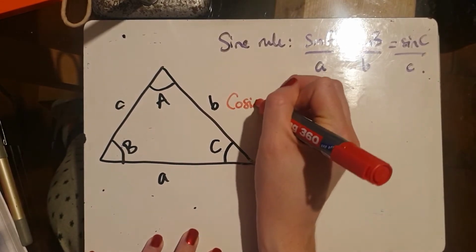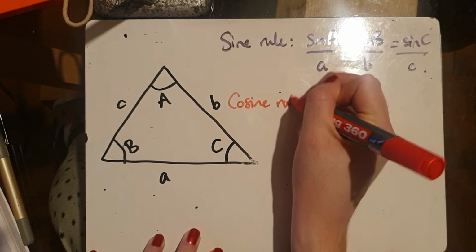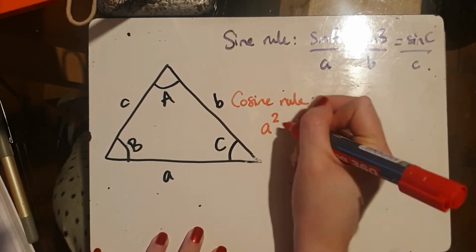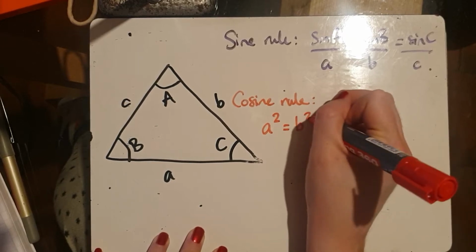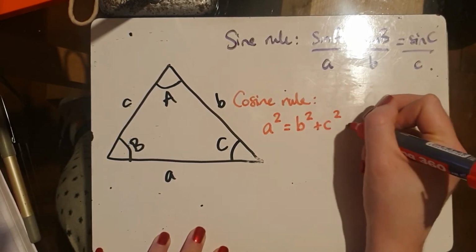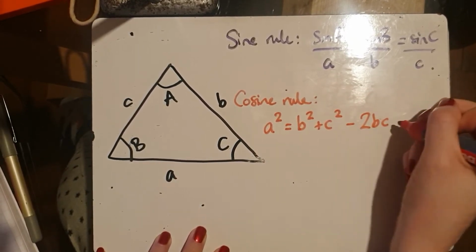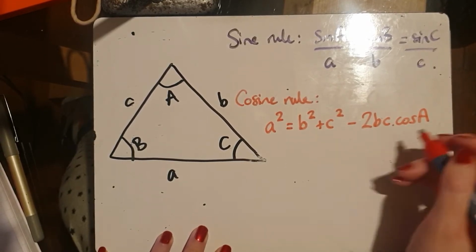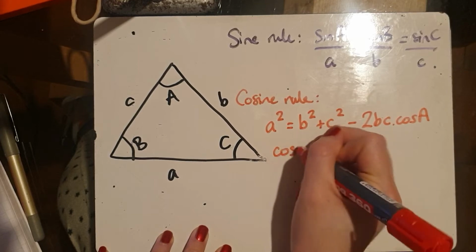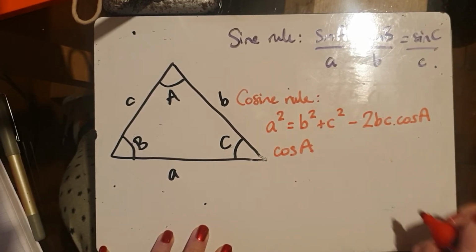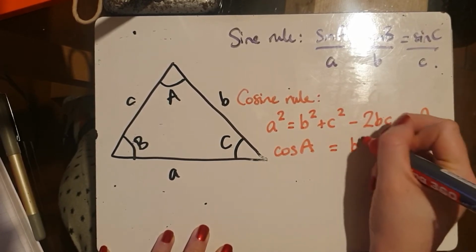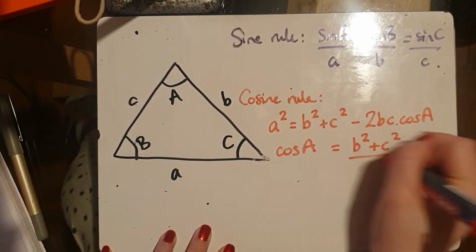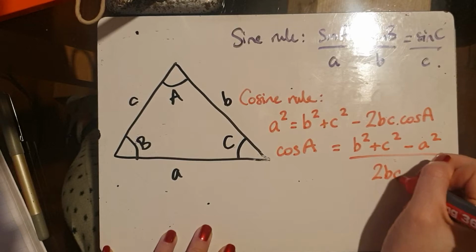Cosine rule. We have got a squared equals b squared plus c squared minus 2bc cos A. If you want to find the angle instead, you can rearrange that. So you will have cos A equals b squared plus c squared minus a squared over 2bc.